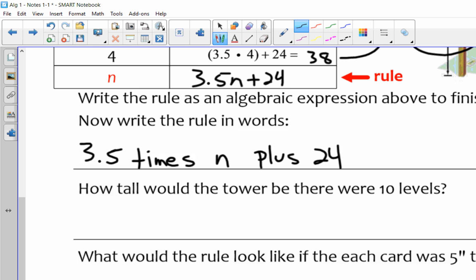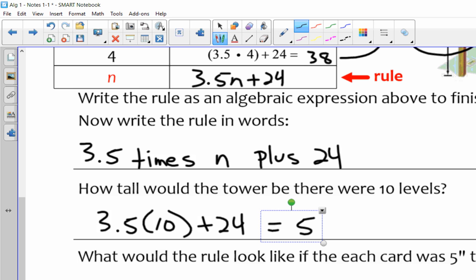So how tall would the tower be if there were 10 levels? Well, that means I could take that 10 and put it in for N, still adding it to 24. So I can go 10 times 3.5, so that would give me 35. 35 plus 24 would give me 59.